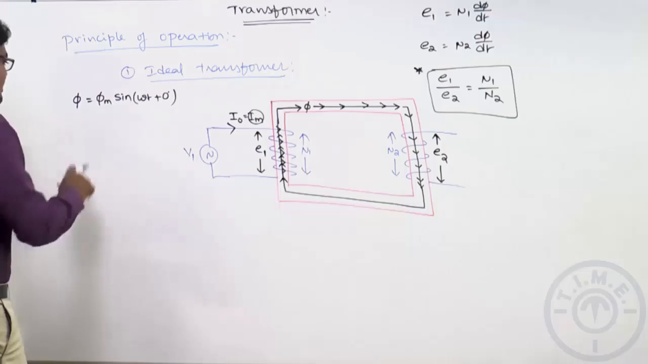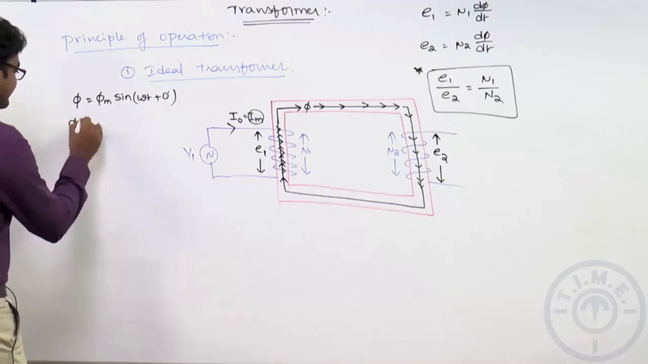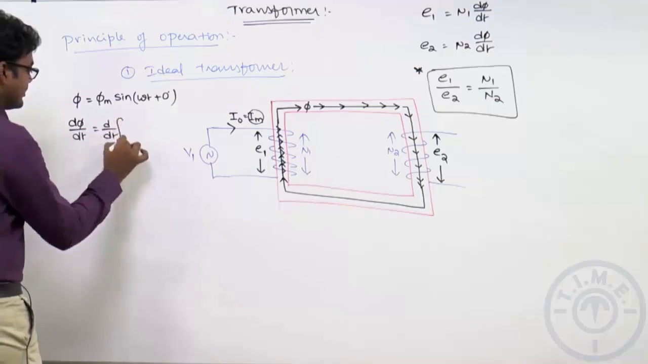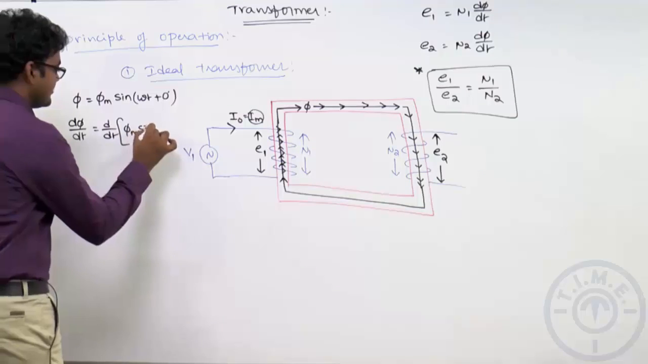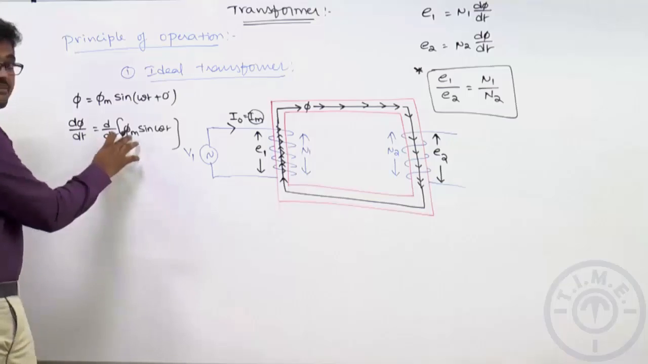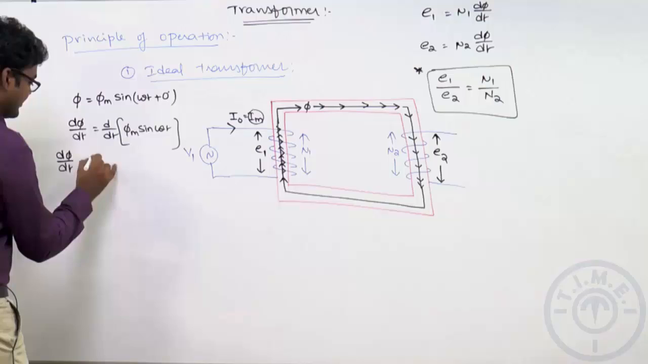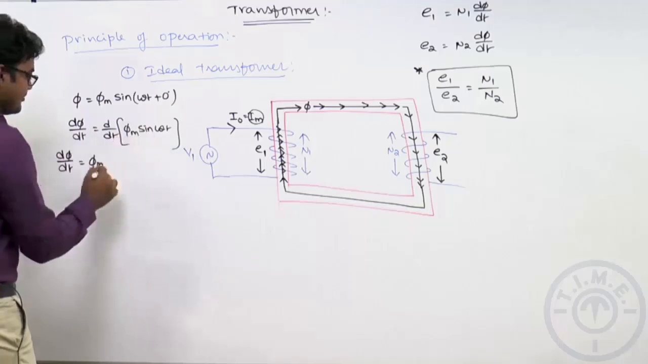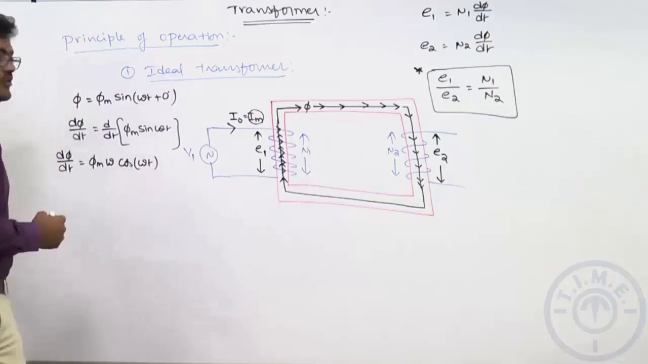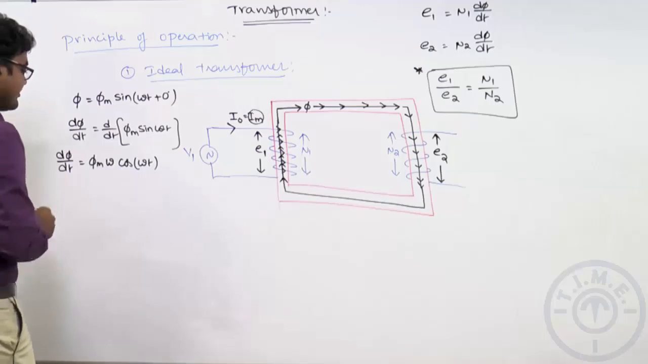Alright, fine. So now if phi is equal to phi m sin omega t plus 0, then what is d phi by dt value? D phi by dt is nothing but now d by dt of phi m sin omega t plus 0 degrees, means sin omega t. Phi m is the maximum value of the flux, so I can take it out of the derivative. So it will become phi m into derivative of sin omega t, means it will become omega into cos omega t. Got it or not? Sin omega t derivative is cos omega t simply. Okay, this is the d phi by dt value.